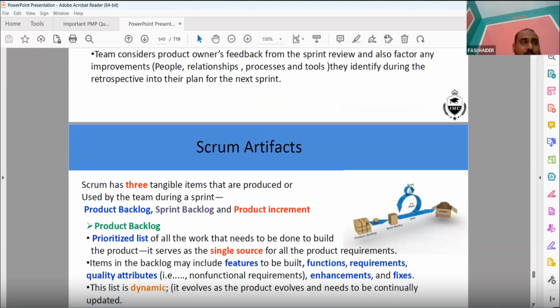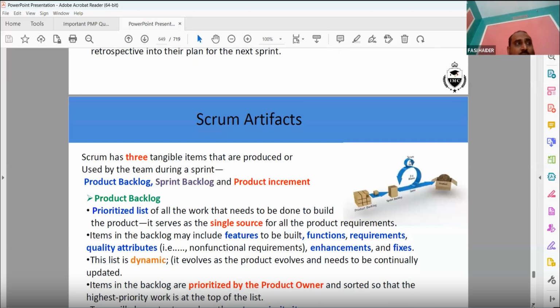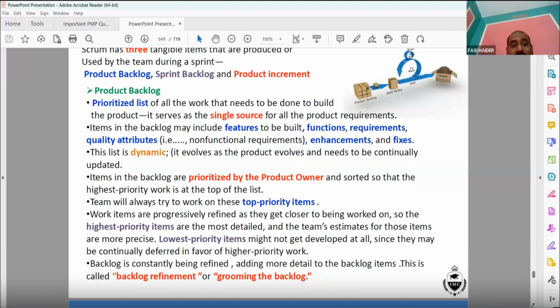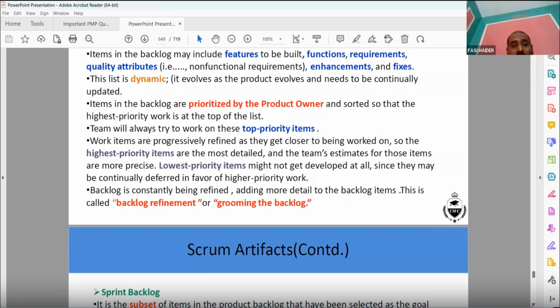Scrum artifacts: the product backlog. Say there are 20 activities. You decide which of those activities, which features, are most important in your software. You say out of the 20, these 10 are very important, and these have been done and these have not been done. So the product backlog shows which activities are pending.